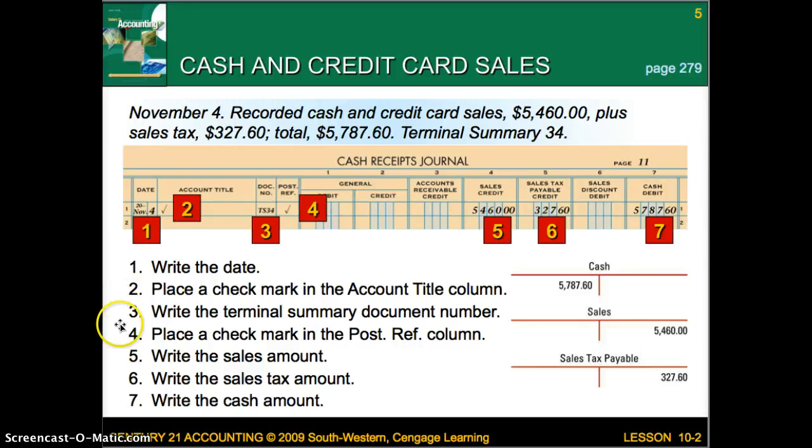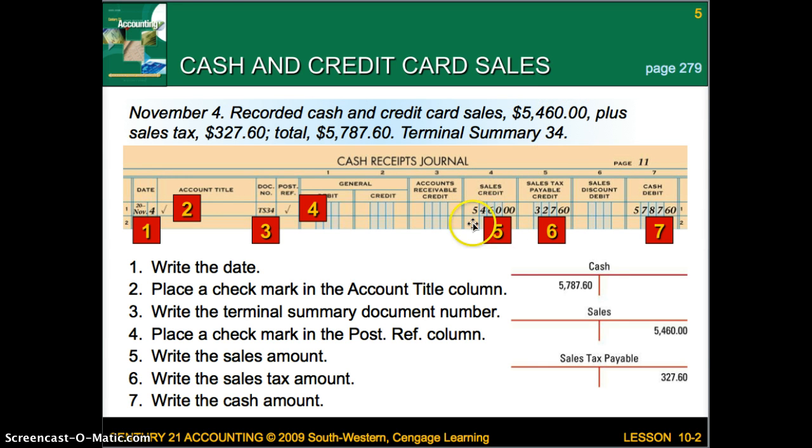We will know that if there is a check mark in this account title, it was going through and doing all of our cash and credit card sales. The reason we do this check mark is there's no other account we need. Every account that we are going to use is listed here in this cash receipts journal, so there's nothing to write in this account title. Write the terminal summary document number, terminal summary 34. Place a check mark in the post reference column.